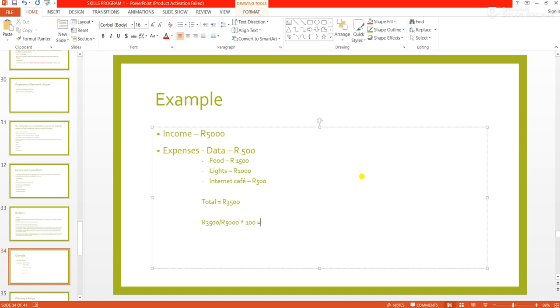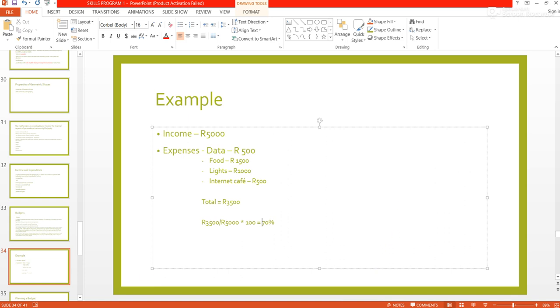That will give you the percentage of the money that you retain, your income. And when you do that, you'll take 3,500 divided by 5,000 times 100. So it'll give you 70. So you'll only retain 70% of your income.